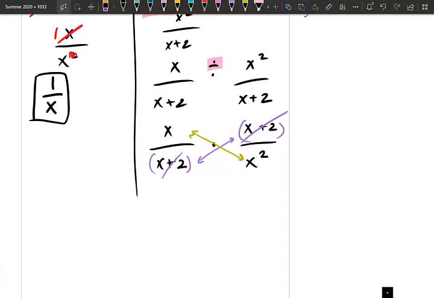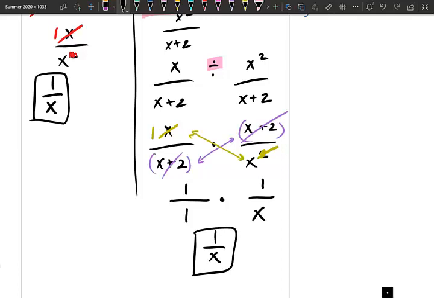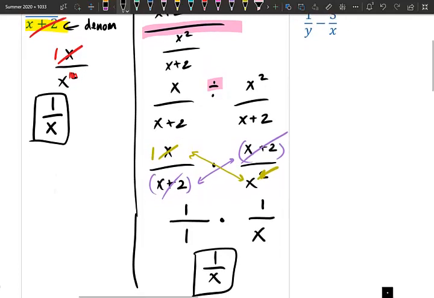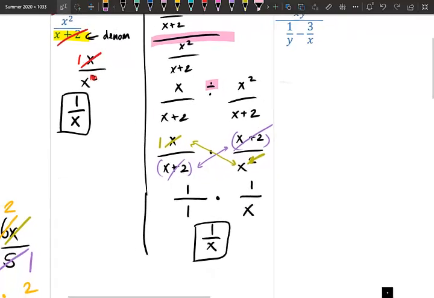So x divided by x is 1. x divided by x squared is just x. So what we're left with is 1 over nothing. So 1 over nothing is just 1 times 1 over x. So we have 1 over x as our answer. See, we get the same answer. It's just however you want to do it, however you feel comfortable with. It's all good.